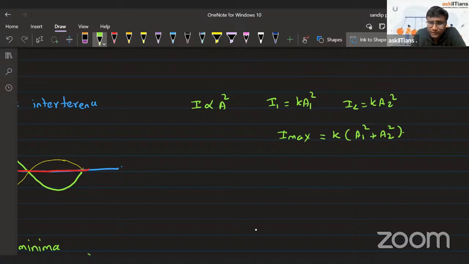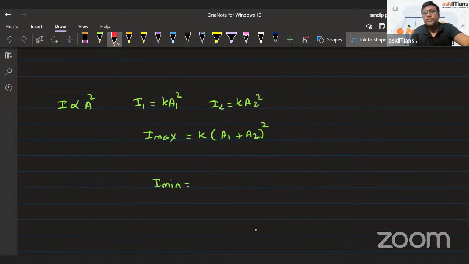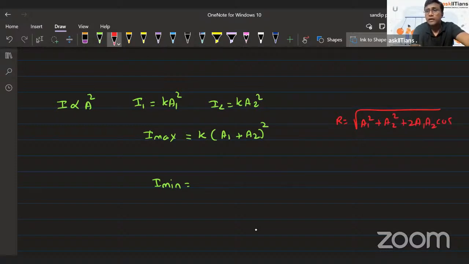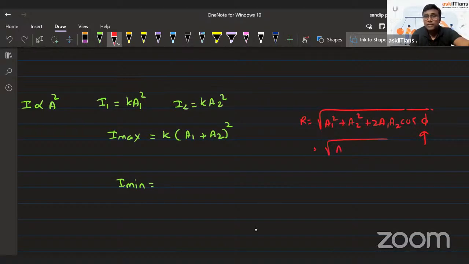Actually, we also have to consider the phase angle between them. So this is A1 plus A2 whole square, if they are in phase. For this, we use the formula R equals under root A1 square plus A2 square plus twice A1 A2 cos phi. If they are in phase, cos 0 is 1, so this whole thing becomes A1 plus A2 whole square.